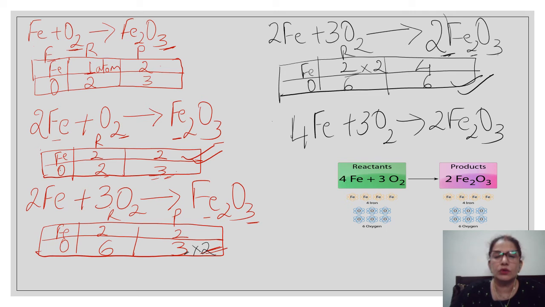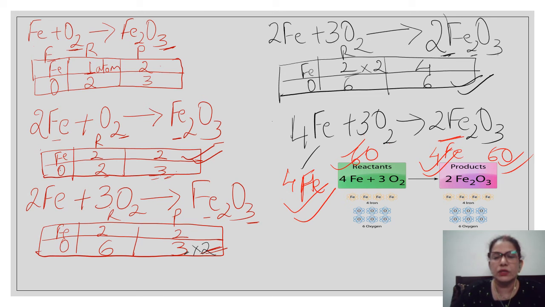2Fe2O3. So if you see here, there are 4 iron atoms. Here we have 3 2s are 6 oxygen atoms, and on the product side we have 4 iron atoms and 2 3s are 6 oxygens. So now the iron is balanced on both sides, oxygen is also balanced on both sides. So this becomes a balanced chemical equation for the reaction iron reacting with oxygen to give iron oxide.